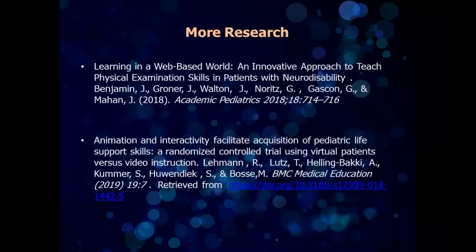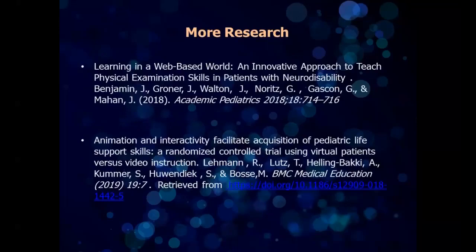Prior to their behavioral developmental rotations, all the residents were required to watch this video. Then during the rotation, they all had a standardized exam, so to speak, in the sense that a practitioner would observe them perform the physical exam on a patient in clinic with a neurodisability and then rate them. They showed that the majority of residents found the video helpful. They felt like it prepared them. And when they looked at the exam scores, they had fairly good numbers in terms of the percentage of residents that scored highly on that exam.